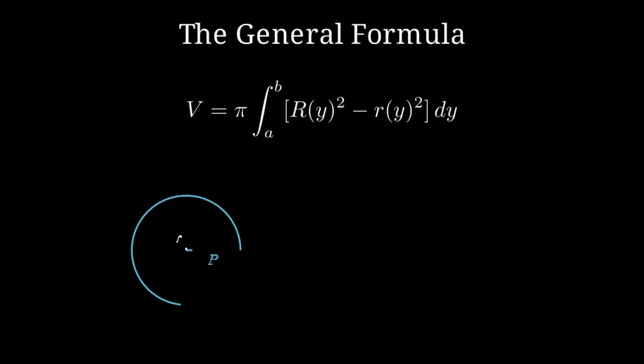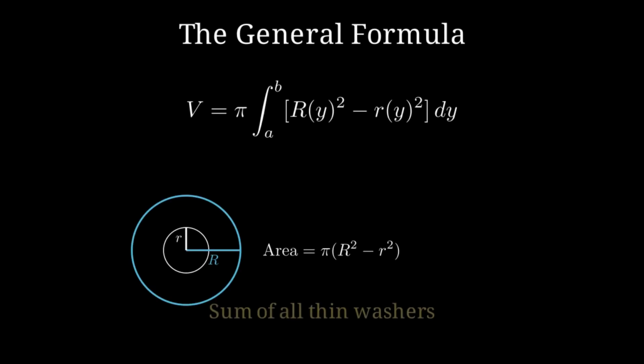The general formula for the volume using the washer method is the integral of the cross-sectional area. This area is pi times the outer radius squared minus the inner radius squared. We integrate this expression from our lower y limit to our upper y limit. This effectively sums up an infinite number of infinitely thin washers to find the total volume.